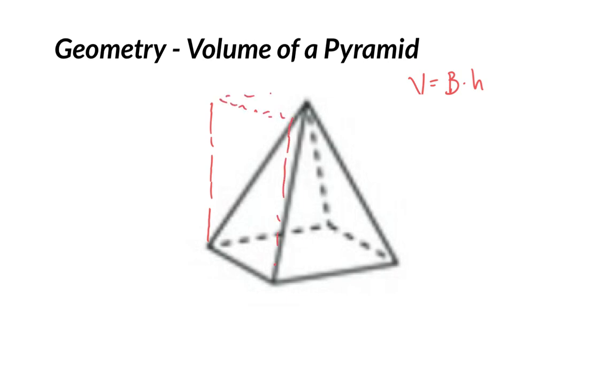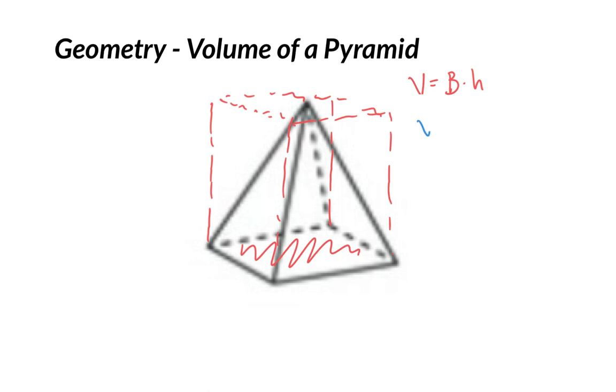Pardon my poor 3D drawing here, but something like that. You'd have a prism. So you could find the area of the base, how big is this, and then multiply that by the height. But obviously, a pyramid would have less volume than the entire prism, so we have to make a slight adjustment to that.